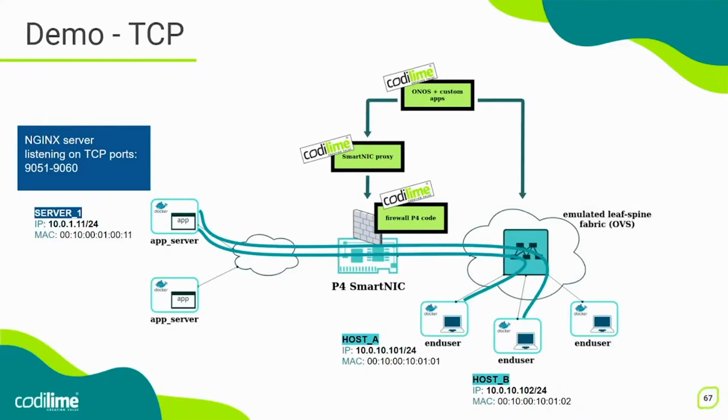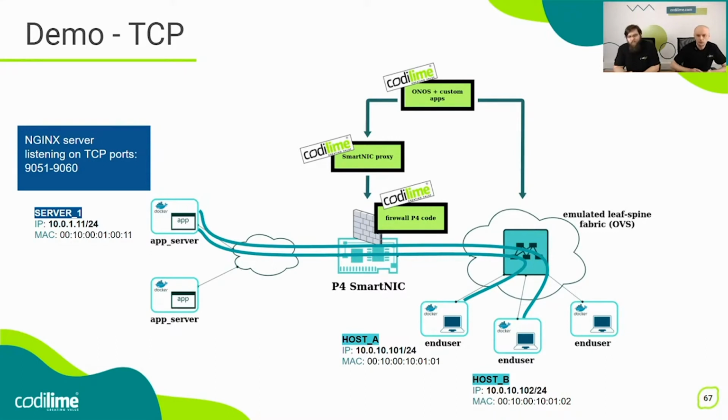Okay, so now maybe let's do something more ambitious. We'll experiment maybe with TCP right now. So we've got an NGINX server launched on the server 1, and it is listening on TCP ports from 9051 to 9060. And what we are going to do, first we will try to reach the service from end user host A and from host B as well.